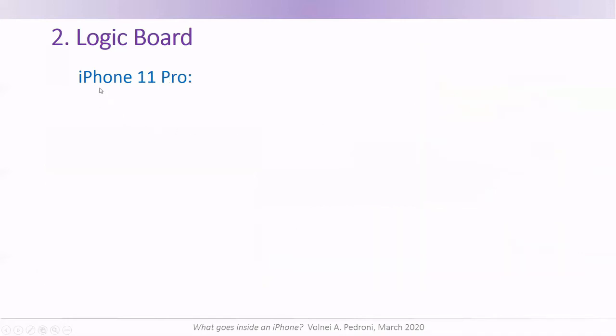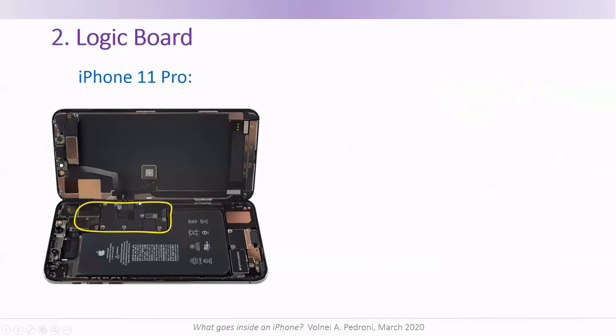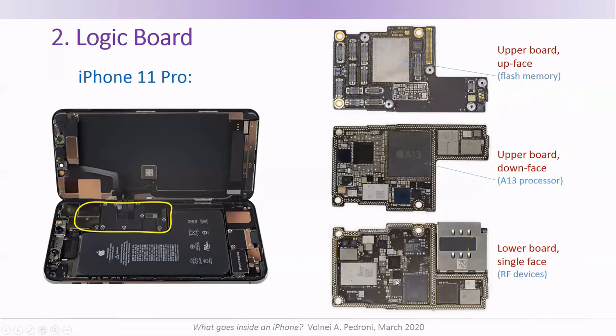Now for the iPhone 11 Pro. Again, the location is about the same. The lower board, again reserved for the radio frequency devices. The upper board, the down phase, the main component is the A13 processor, and the upper board, up phase, has again the flash memory as its main component. Notice that this dotted line around here aligns with the dotted line down here, and this is where the two boards are soldered together.